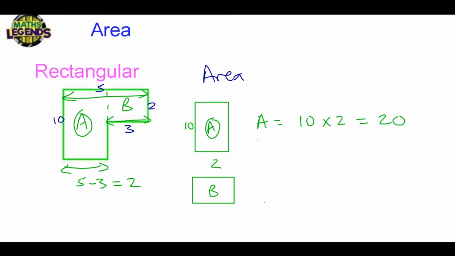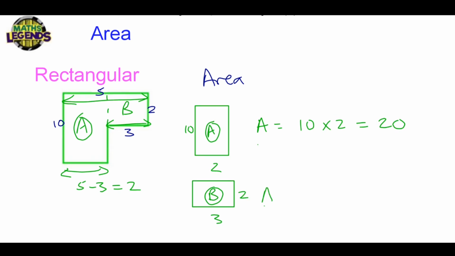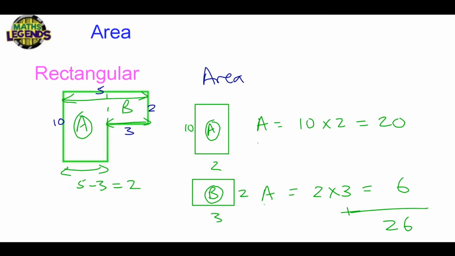And for rectangle B, the base we know is 3, and the height we know is 2. So that is known. So here the area is equal to 2 times 3, which equals 6. We add these numbers together, that gives us 26, which is the same answer we had previously. So it doesn't matter how you cut them up, the answer will always be the same. Let's look at a different shape.